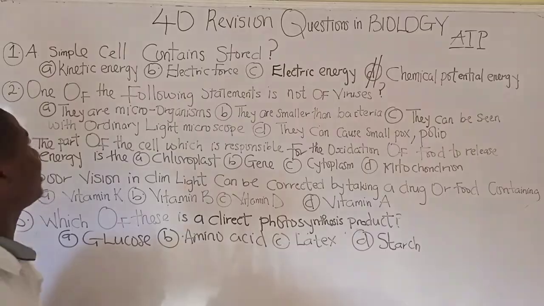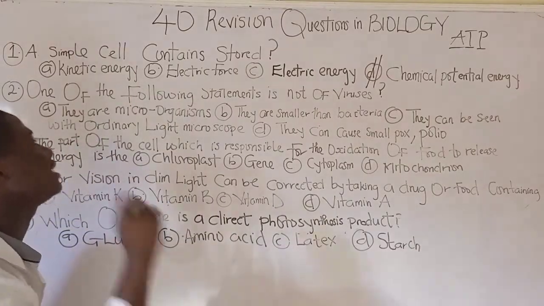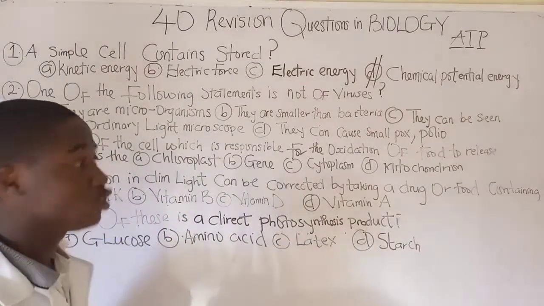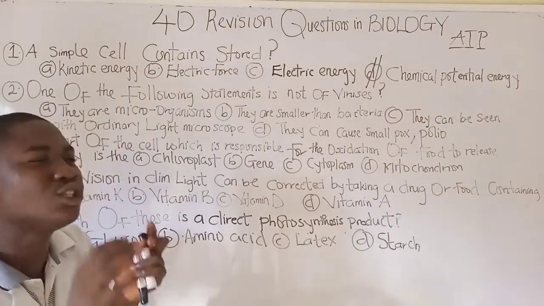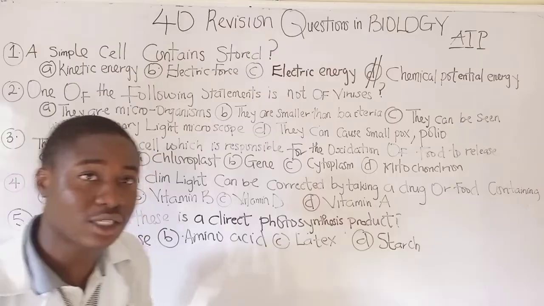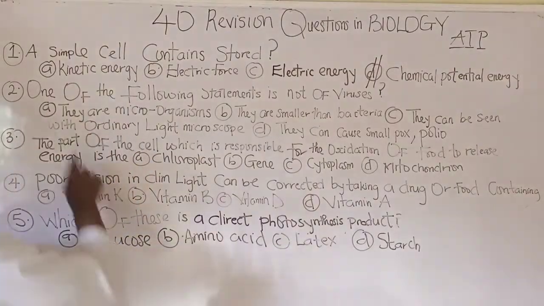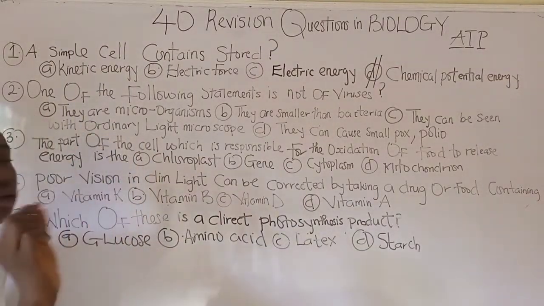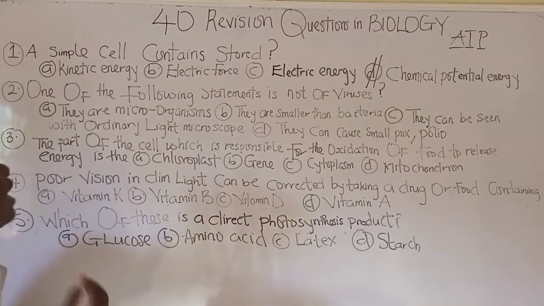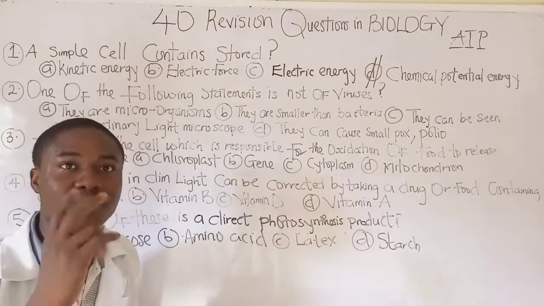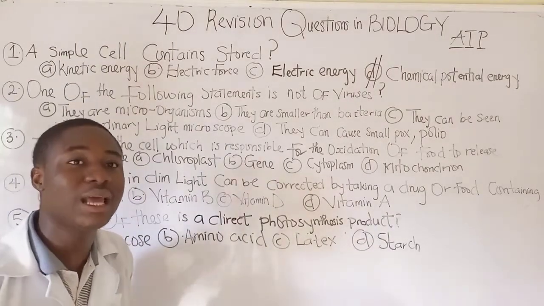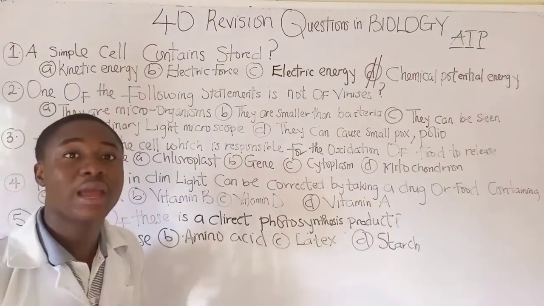The next question says, one of the following statements is not true of viruses. So when we check the statements in the options, the one that does not correlate to viruses becomes the answer. Option A, they are microscopic organisms, or microorganisms. Yes, viruses are microorganisms. They can't be seen with the naked eyes. We see them with the aid of a microscope.